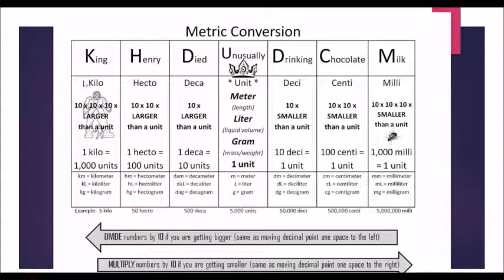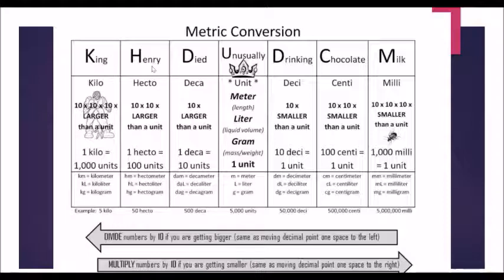So here are the most common prefixes we hear, and you can see kilo, hecto, deca, unit. This has changed our little mnemonic device to say "unusually," and I'll talk about that in a second. Deci, centi, and milli. Deci is just abbreviated with a D. Deca would be DA for that.